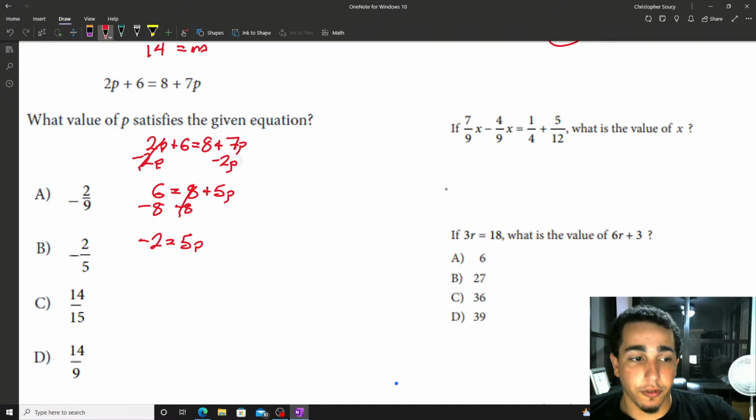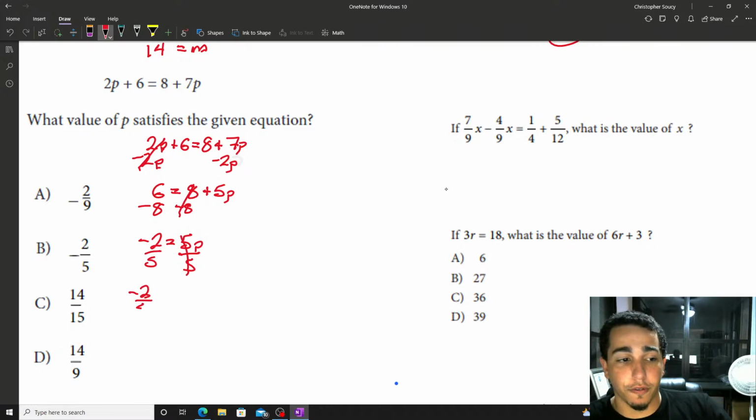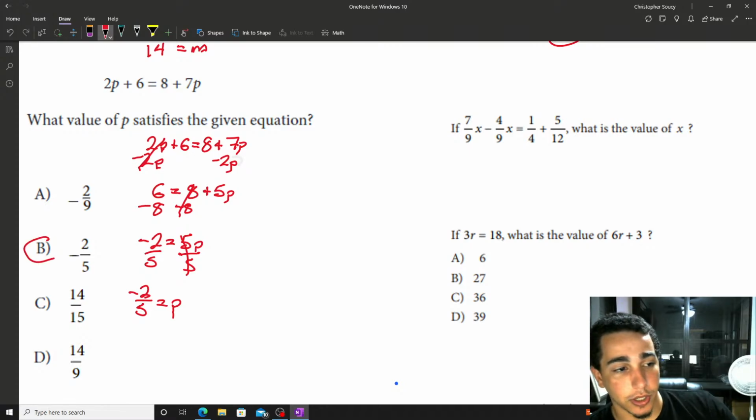Now to get p by itself, we have to divide by 5 on both sides. And we're going to get that negative 2 over 5 equals p. And this is going to be answer choice B.